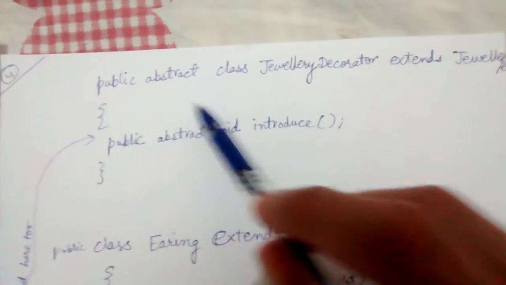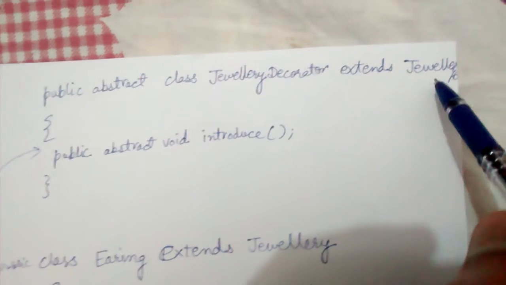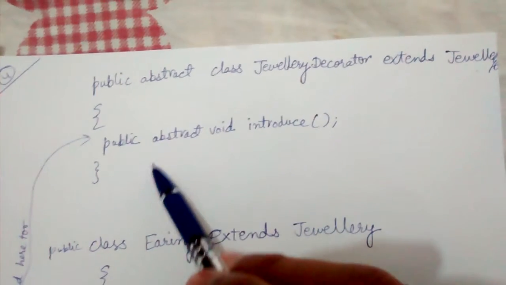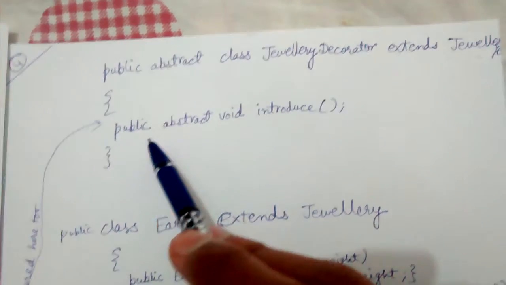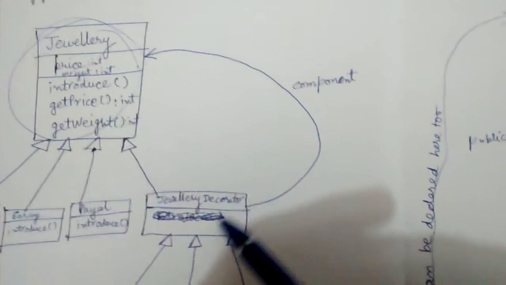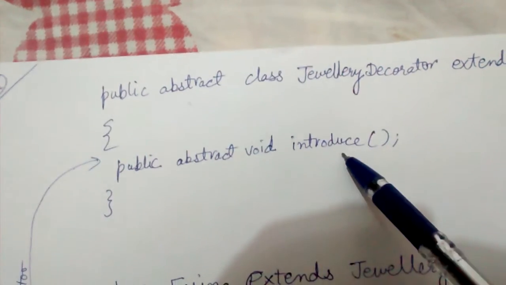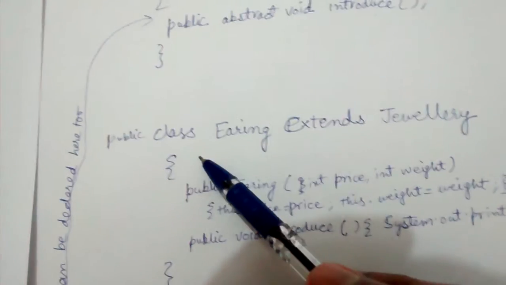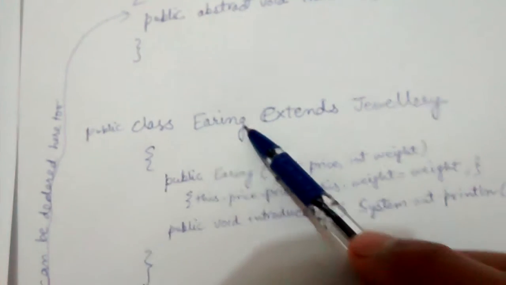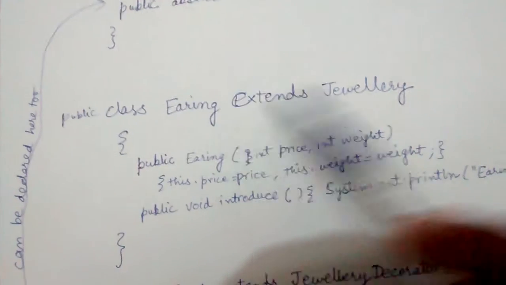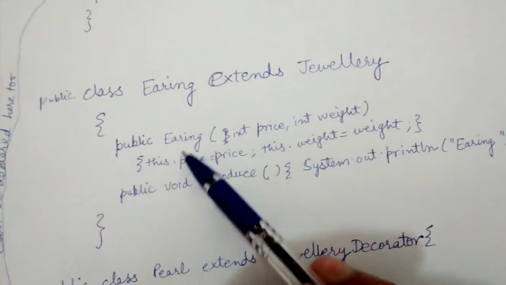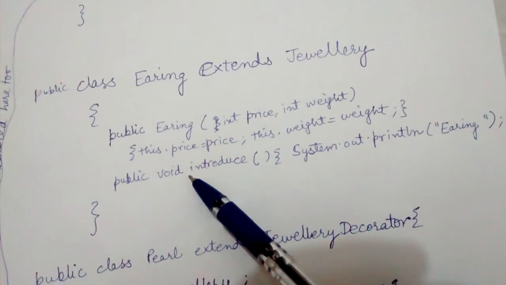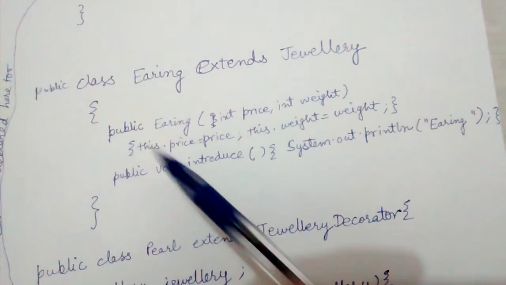So this jewelry decorator class is extending jewelry, but it's still an abstract class. So we have written this class also. It still has the introduce method as an abstract method. Now we are writing one of the plain jewelry classes. Earring is a plain jewelry. It is extending jewelry and hence implementing all its methods because it's not abstract now.